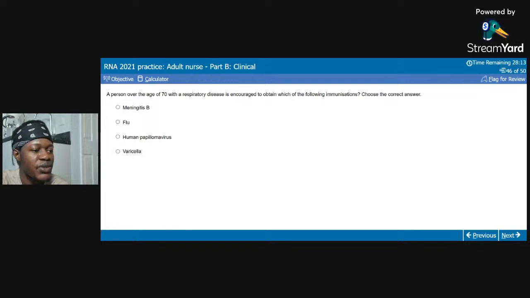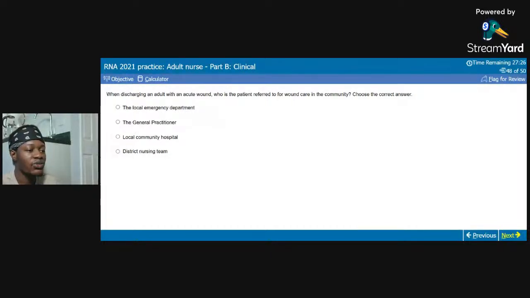A person over the age of 70 with a respiratory disease is encouraged to obtain which of the following immunizations? Which one could it be now? Flu vaccine. What medication is given to someone to prevent long-term disabling effects of an acute ischemic stroke? So the answer is thrombolysis. We know what thrombolysis does. Clexane is very specific. I don't think it should be. I would say our answer is thrombolysis.